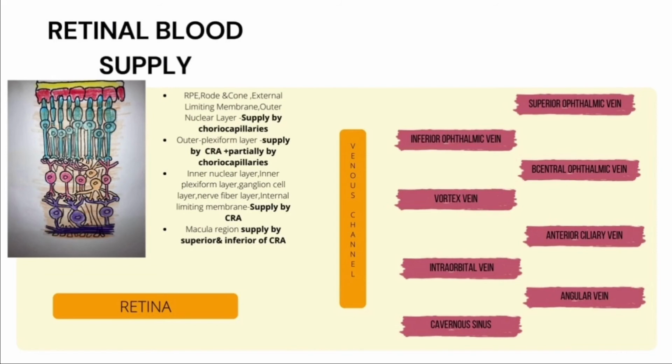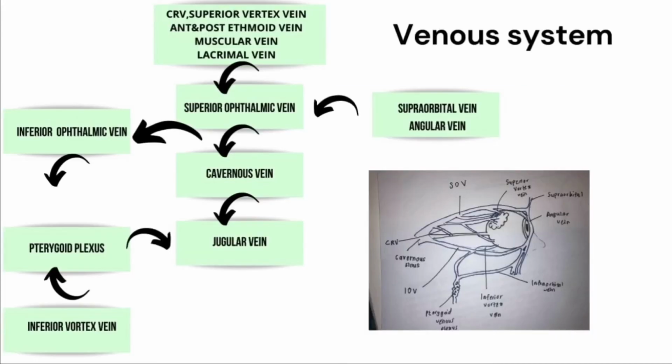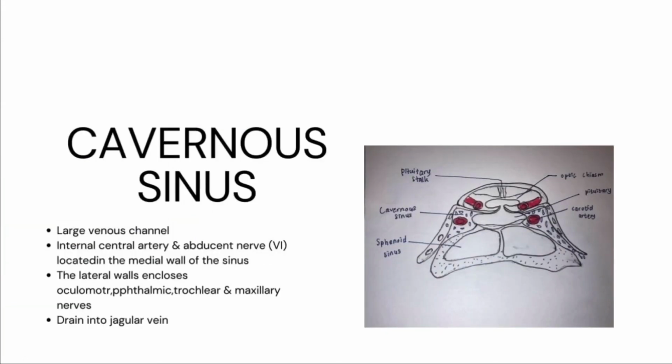There are eight venous channels that you have to know. Here are the venous systems. Lastly is the cavernous sinus.